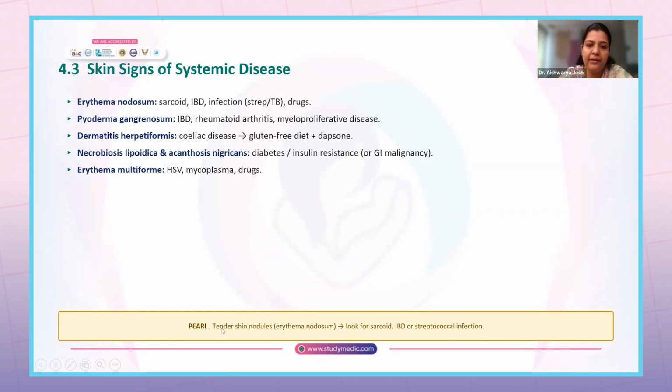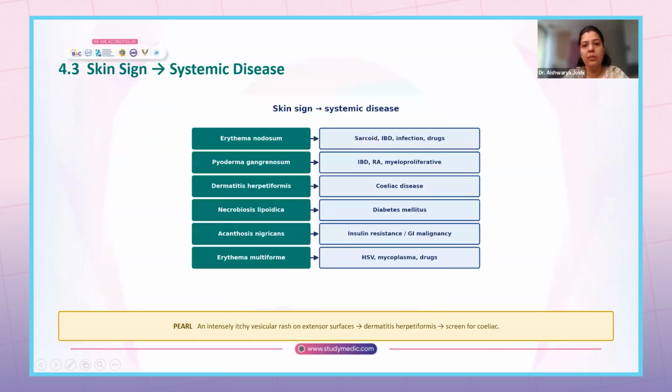So remember, tender shin nodules are erythema nodosum, and you have to evaluate for sarcoid, inflammatory bowel disease, or streptococcal infection. An intensely itchy vesicular rash on extensor surfaces refers to dermatitis herpetiformis, and you screen this patient for celiac disease.